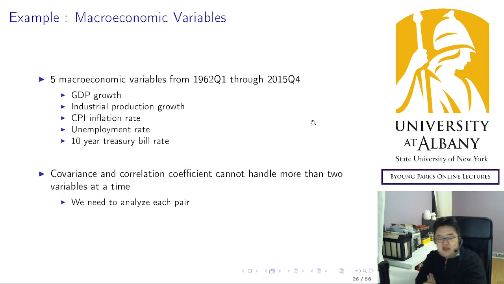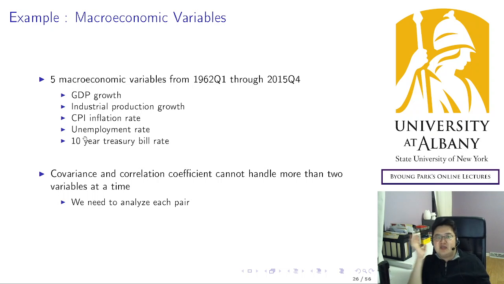And now let's think about another example about macroeconomics. Suppose that there are 5 macroeconomic variables from like 1962 through 2015. And those 5 variables are really important variables in macroeconomics: GDP growth rate, industrial production growth rate, consumer price index inflation rate, unemployment rate, 10-year treasury bill rate. So anyone knows that those are important variables.